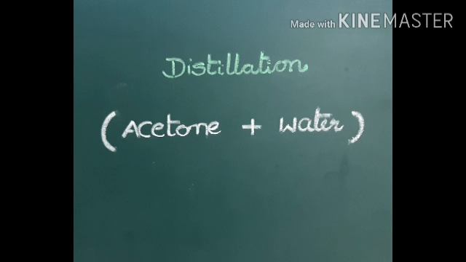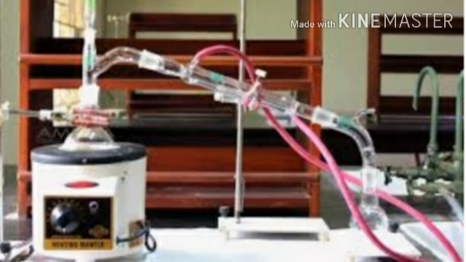So I have taken two miscible liquids, that is acetone and water. How can we separate them? These are taken in a round bottomed flask consisting of a thermometer, and heated. First of all, acetone will vaporize and pass through the condenser. Through the outlet of the condenser we can get acetone.